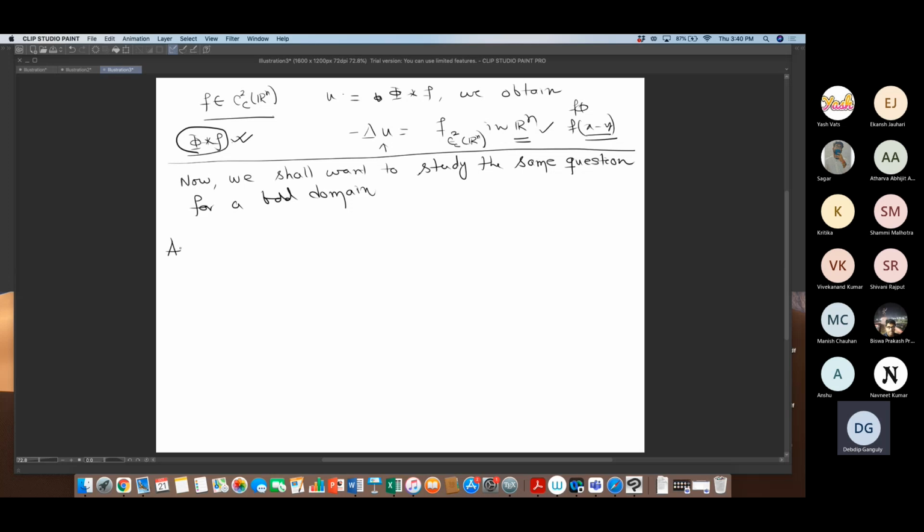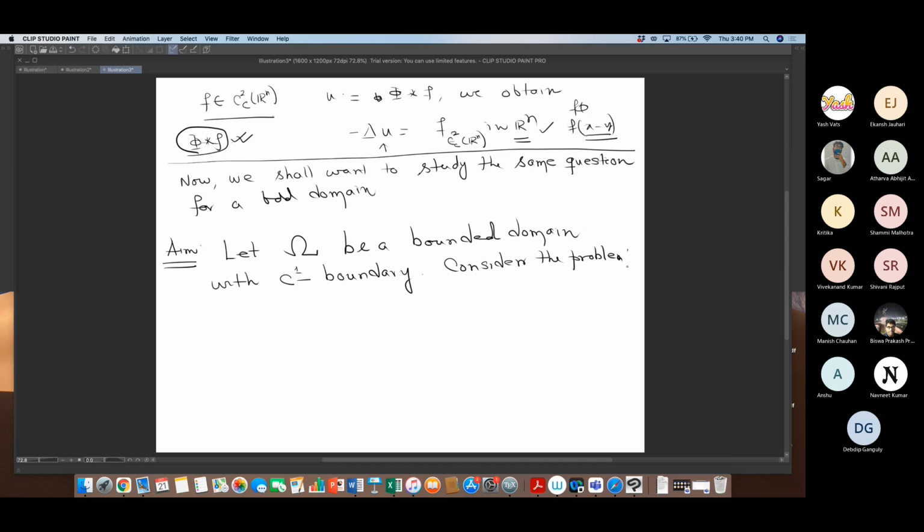Now the aim is, let us first write down explicitly what our aim is. Let Ω be a bounded domain with a C1 boundary. Now consider the problem: minus Laplacian of u is equal to f(x) in Ω, and it is given u equal to g on ∂Ω. This I name the problem P.